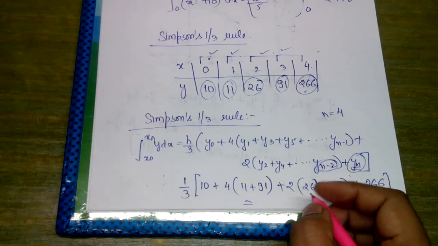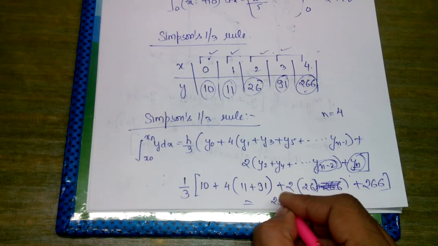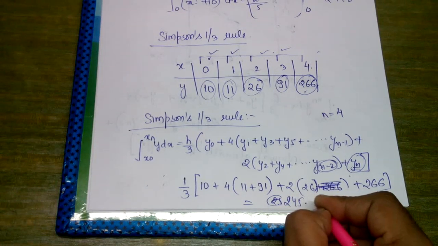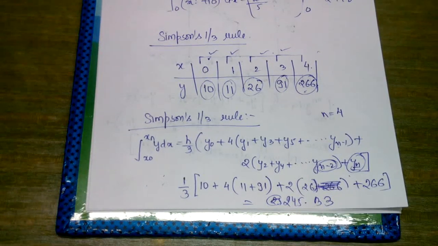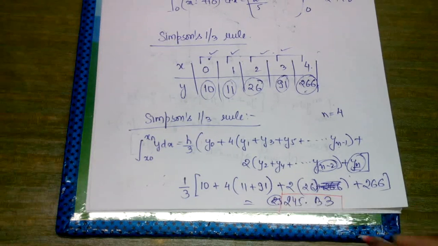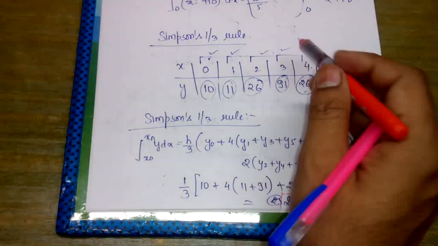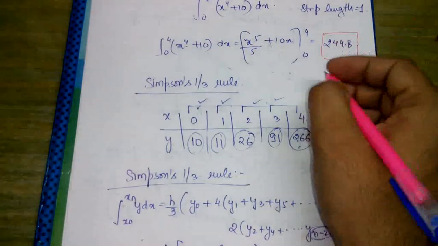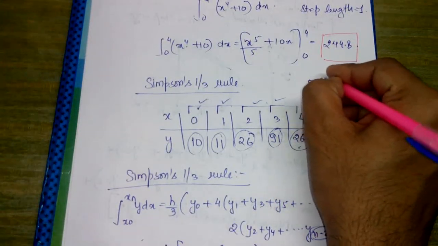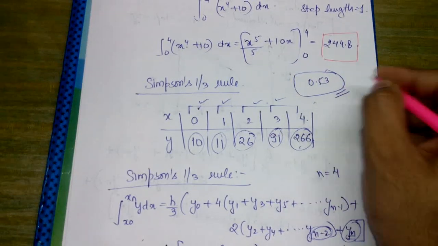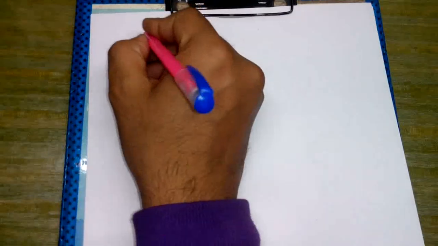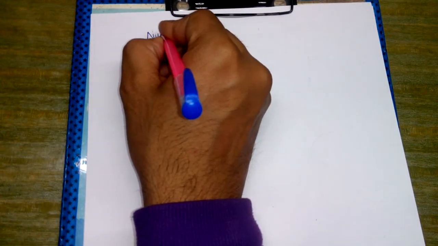And when we solve it, we will get the value 245.33. So by Simpson we are getting 245.33. By the normal method we are getting the value as 244.8. So the error would be 0.53. So the error is coming out to be 0.53.